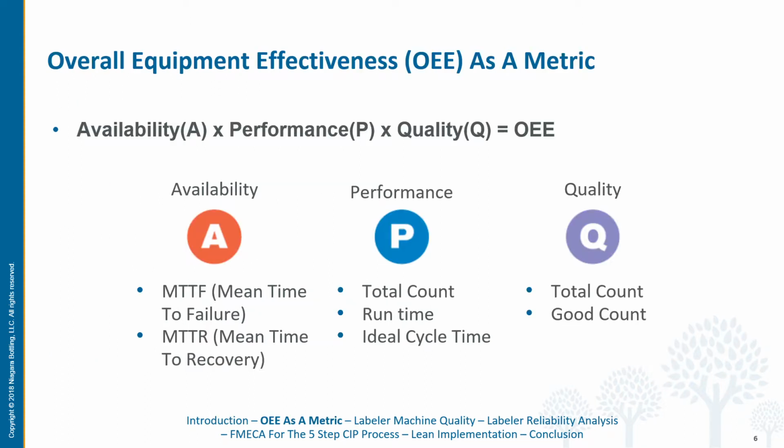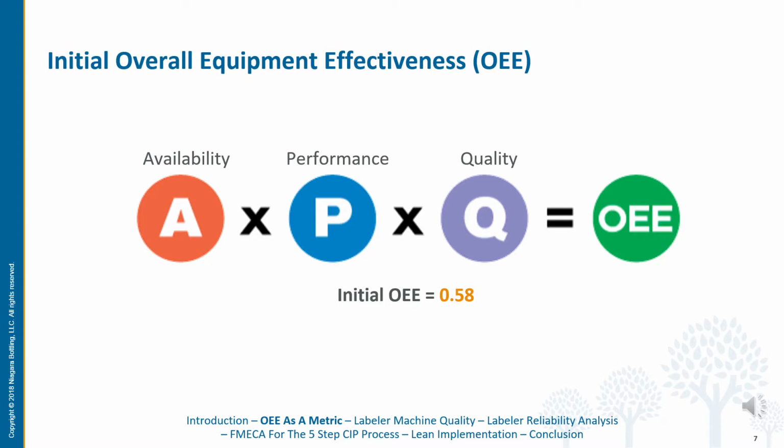Thanks, Angelo. So the overall equipment effectiveness, or OEE for short, is calculated by multiplying the availability, performance, and quality of a machine, which in our case is the labeler. When calculating and improving the OEE, we calculated an improved availability as a function of MTTF and MTTR, performance as a function of the total count of items produced, runtime of the labeler, and ideal cycle time, and quality as a function of the total count and good count of items produced. Having said that, through using data provided by Niagara Bottling's Rialto plant, we found that the initial overall equipment effectiveness was 0.58. Now, Christian will talk about the labeler machine's quality.